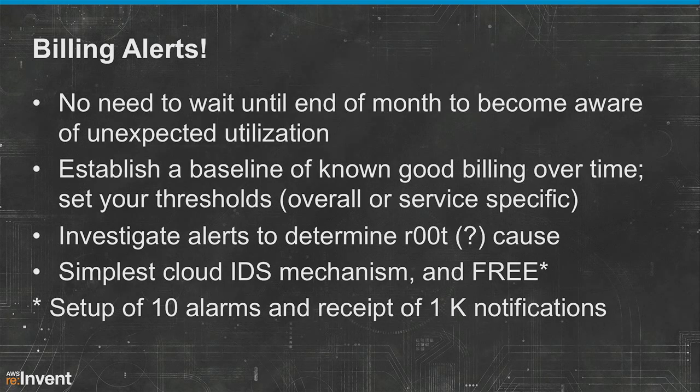And so AWS actually provides billing alerts. This is a strange intrusion detection mechanism, but it's absolutely sane. There's no need to wait to the actual end of the month to become aware of unexpected utilization. What you want to do is establish a baseline of known good billing over time. Set some thresholds for yourself, overall or at specific periods. You investigate these alerts, try and determine root cause. The simplest cloud intrusion detection mechanism, and for free tier accounts, it's actually free. Setup of 10 alarms and 1,000 notifications, standard usage charges after that.